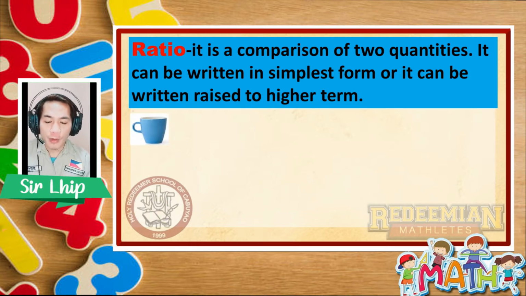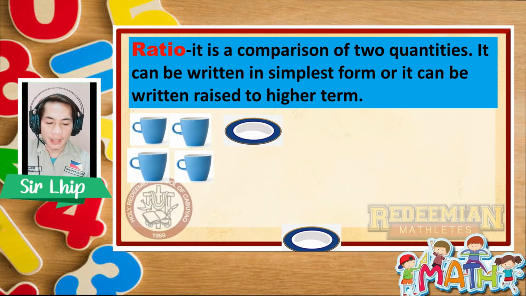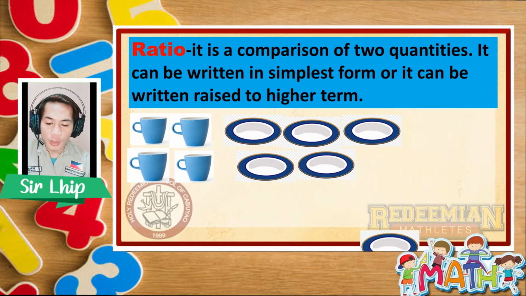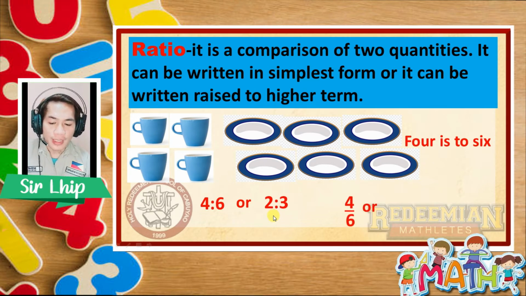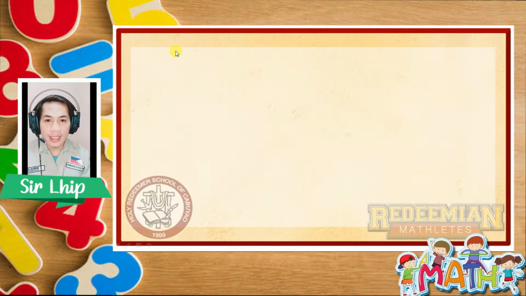We have here 4 mugs and 6 plates. We have 3 ways to write the ratio. We can write in words, 4 cups is to 6 plates, or it can be written as 4 is to 6, or 2 is to 3 in simplest form. It can also be written in fractional form, 4 over 6 or 2 over 3. That is the ratio. Next is rate.